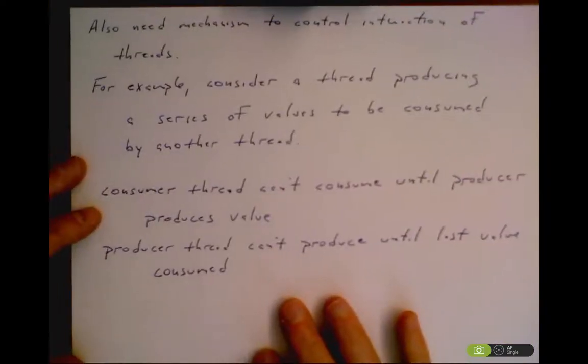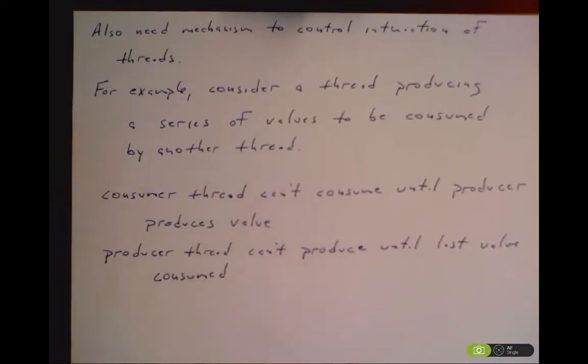So that's one thing we need. We need this locking mechanism, but we also need some mechanism to control the interaction of threads in other scenarios. For example, consider a thread producing a series of values to be consumed by another thread. What kind of interaction do we want to have here?